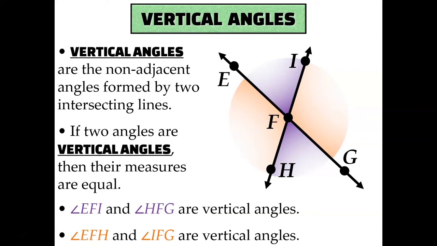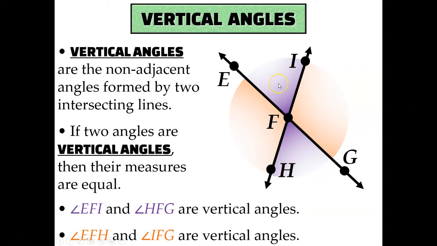Relating back to the linear pairs that we just learned about, each pair of purple and orange that you see in this diagram would be a linear pair. This purple angle and this orange angle are a linear pair because they are adjacent, they share this side, and because their non-common sides are opposite rays. Same thing with this pair of purple and orange, and this pair of purple and orange, and this pair of purple and orange.